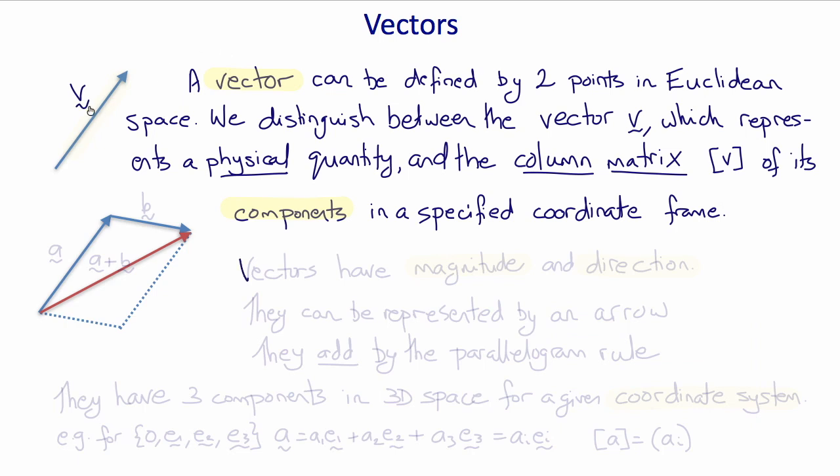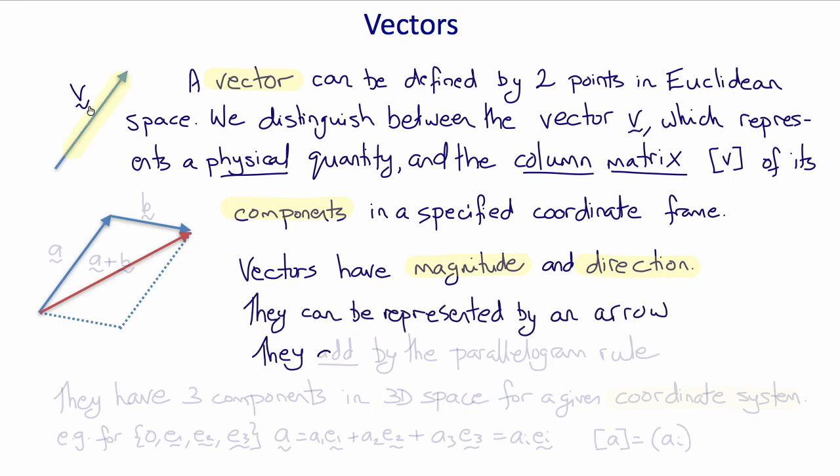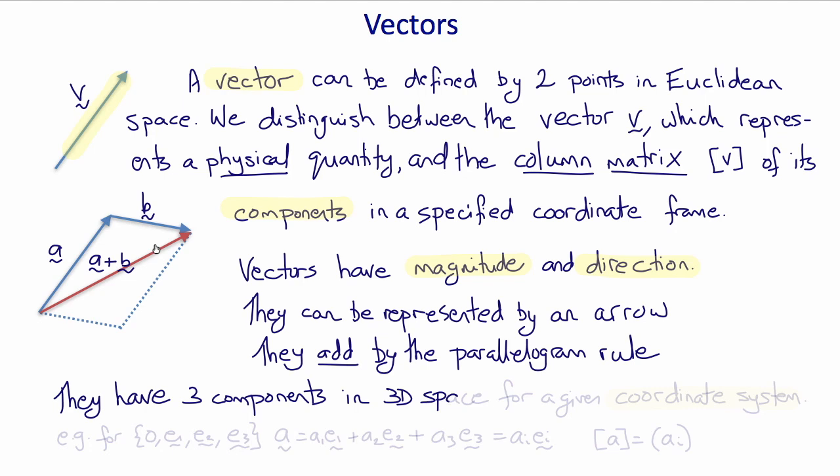A vector, such as this one, has magnitude and direction and can be represented by an arrow. Two vectors add by the parallelogram rule. So if this is vector A and this is vector B, their sum, A plus B, is this vector. Vectors have 3 components in 3-dimensional space for a given coordinate system.